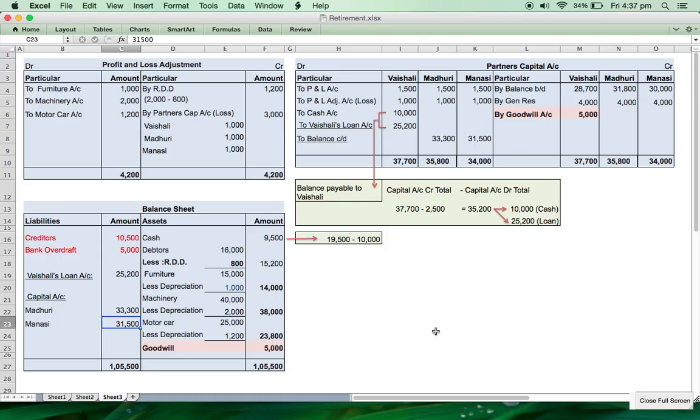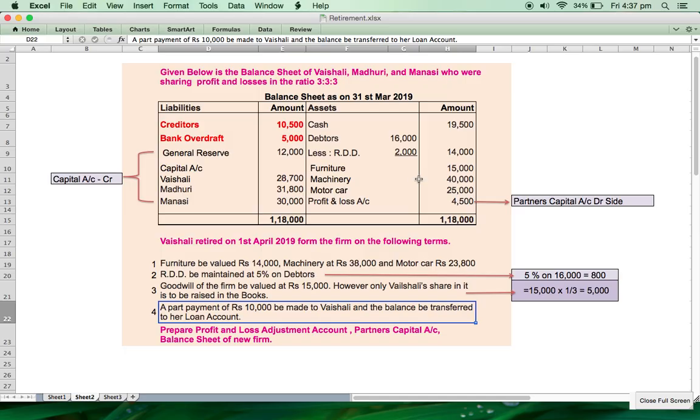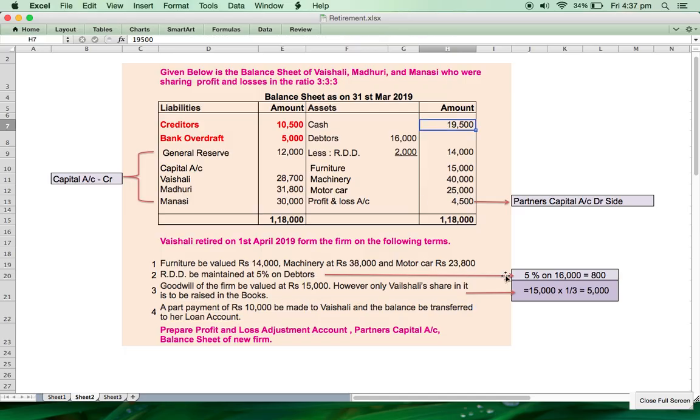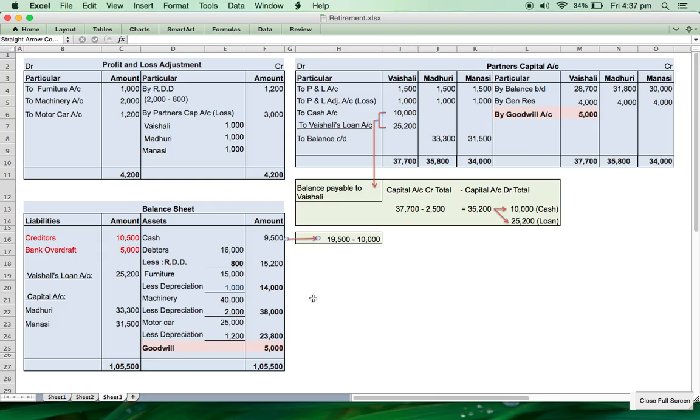Also, we have to give effect of this 10,000 being paid to Vaishali in our cash balance. Previously, here if we see in the old balance sheet, the cash balance was 19,500. Now, in the new balance sheet, from this 19,500, we are going to reduce this 10,000 and your new cash balance would be 9,500.